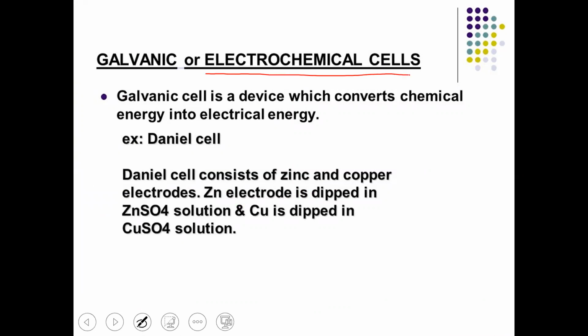Electrochemical cells, or galvanic cells. So let's see what electrochemical cells are. Electrochemical cells are devices which convert chemical energy into electrical energy. So these are known as electrochemical cells. Majorly, they convert chemical energy into electrical energy. The best example for this type of electrochemical cell is the Daniell cell, since the Daniell cell is the best example of a galvanic cell.